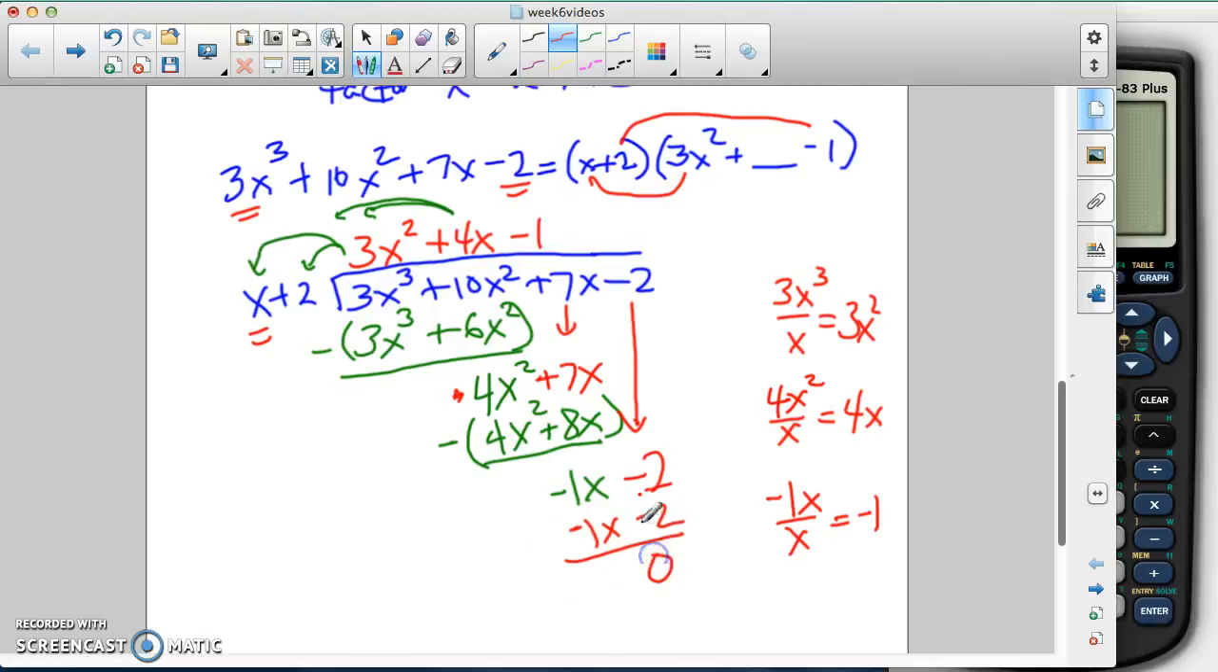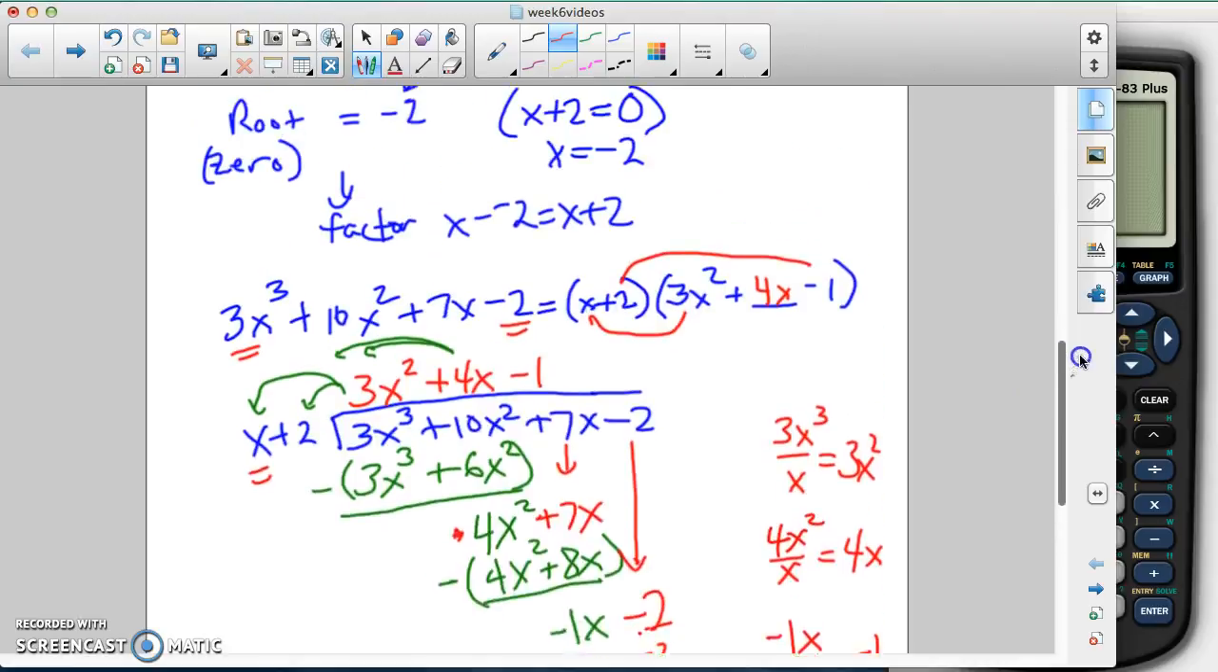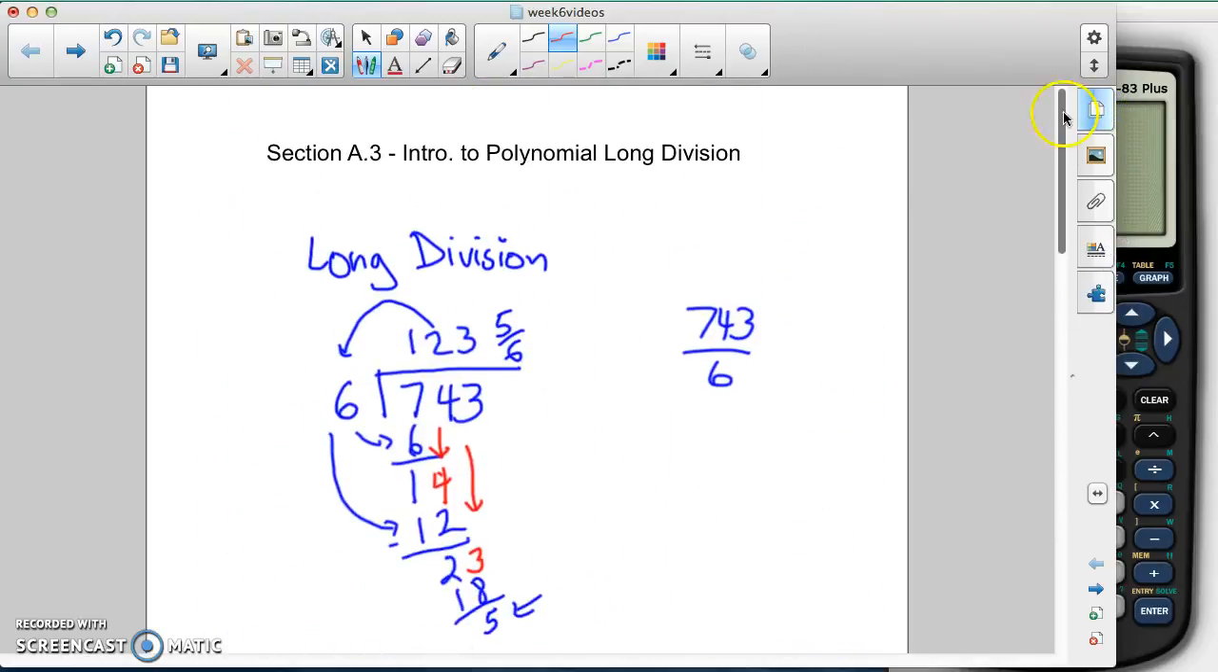That means I have no remainder. So it was a factor. So here's my quotient. Here's my remainder. Alright, so what really went in this blank here was a positive 4x. So a positive 4x goes in here as a factored term. Now we're going to continue with this on the next example as well. So my next video will do a couple more examples of this same polynomial division.